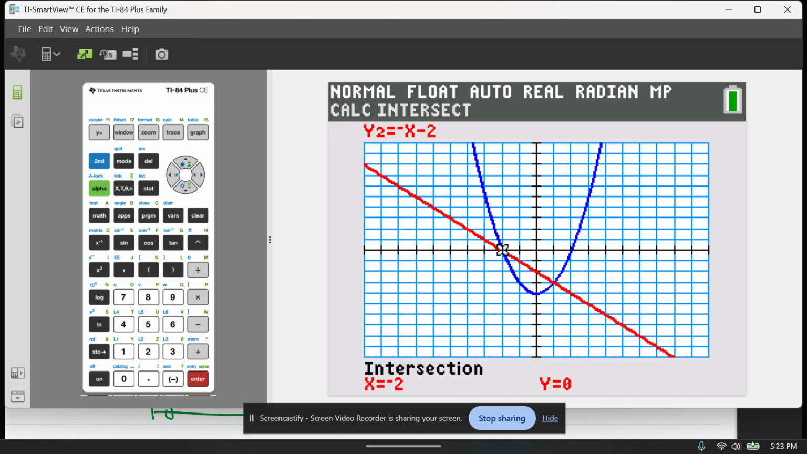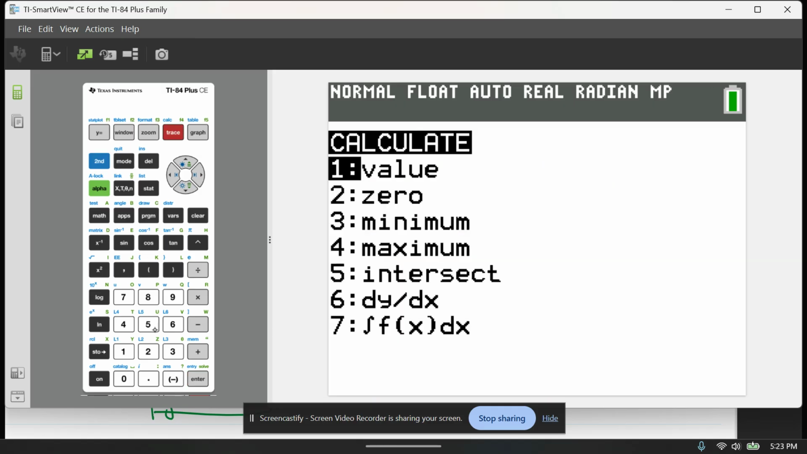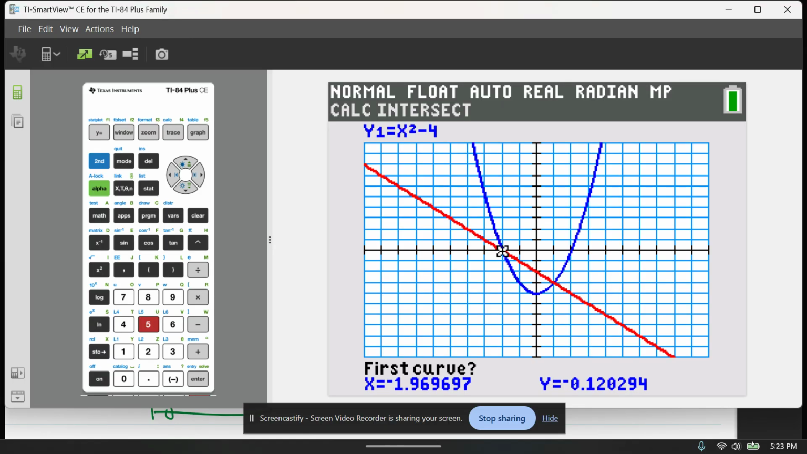It finds the intersection that's closest to your cursor. Negative 2, 0. Isn't that what we found when we did it with algebra? Yes. Now I'm going to find the other one. So I'm going to hit second, trace, go to intersect. First curve, hit enter. Second curve, hit enter. Guess, move over there by the one you want. I don't have to be right on it, just need to be somewhat close to it. There it is, positive 1, negative 3. That's the same two answers we found when we did it with algebra.